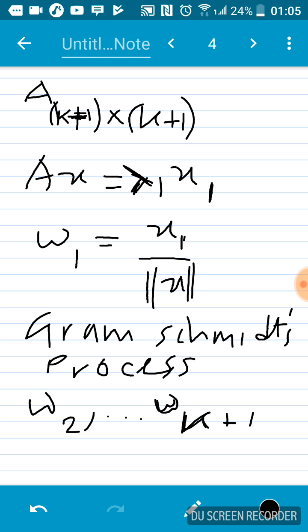Now we move to the Schur decomposition. Let's say we have a k+1 by k+1 matrix A, where lambda 1 is an eigenvalue of A, such that A x1 equals lambda 1 x1, and we form a unit eigenvector x1 over its norm. We first find a unit eigenvector, and then we use the Gram-Schmidt process to find an orthonormal set of vectors w2 to w(k+1), an orthonormal set for the complex space C^(k+1).